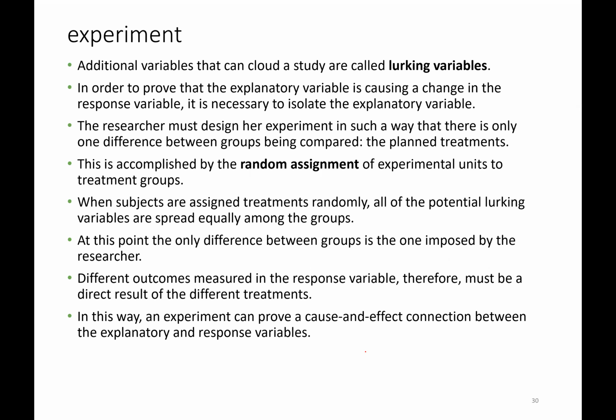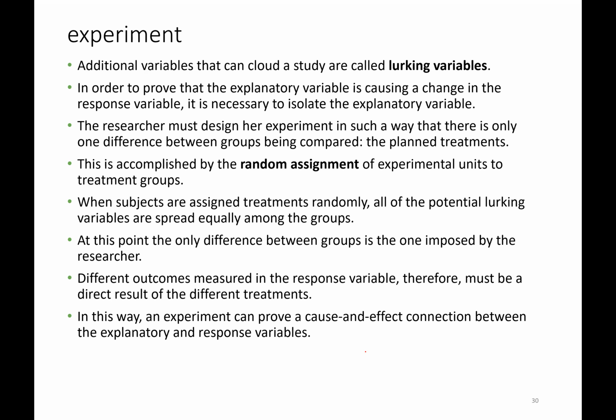So these variables, like that they exercise more and they watch their diet more and all those kind of things, are called lurking variables. So variables that may affect your experiment other than the variable you're looking at are called lurking variables. In order to prove that the explanatory variable is causing a change in the response variable, it is necessary to isolate the explanatory variable.